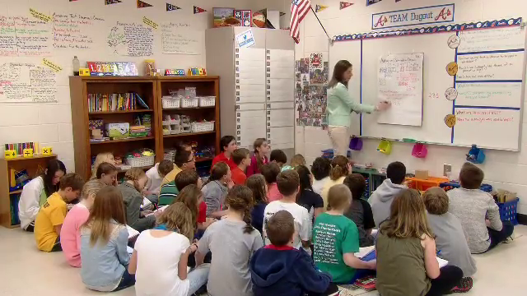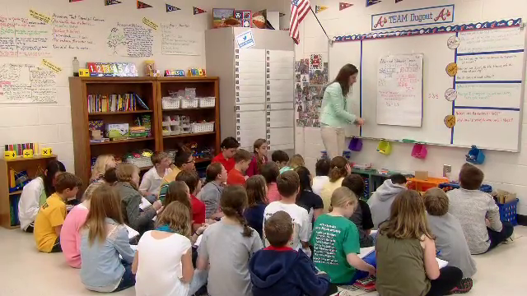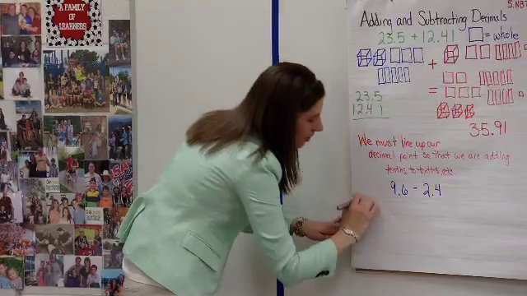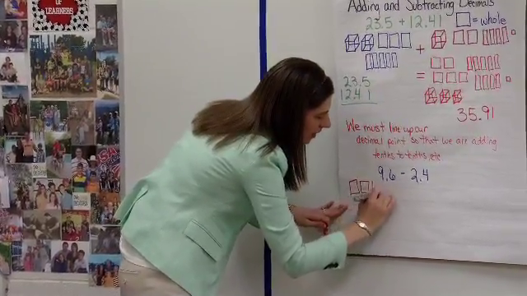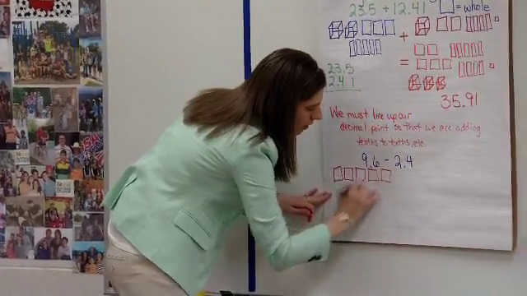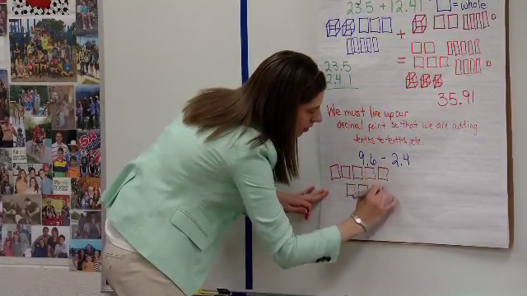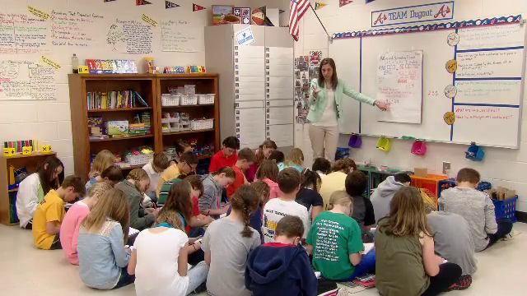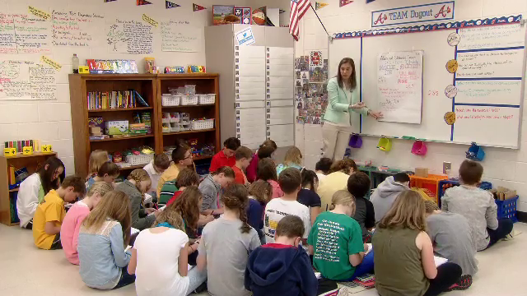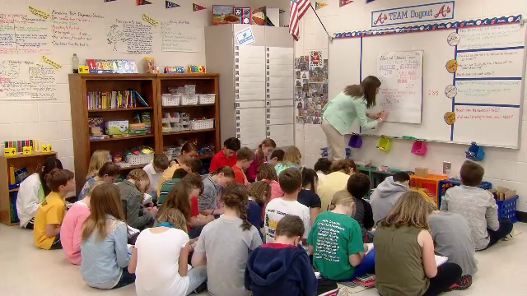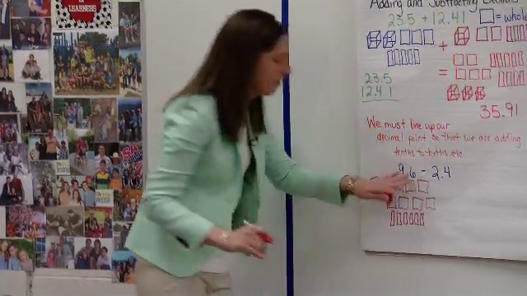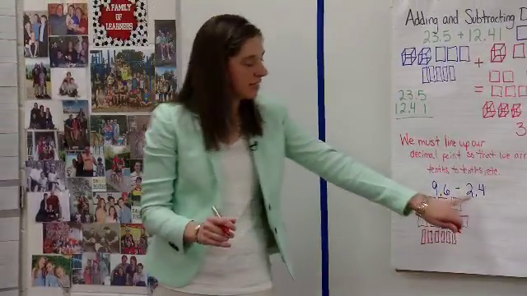Okay, so if we were going to represent this number, let's again say that that flat equals a whole. So we use the same thing we used up here. I would use 9 flats to represent that number there. And then I would use 6. Dean, what would I use to represent that 6? The long. 6 longs, that's right, because that block is 1/10 of the size. So I have 9 flats and 6 longs, and I need to take away from that.